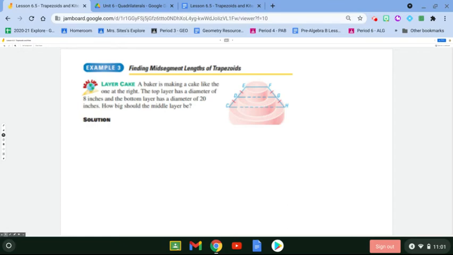So if we know the top layer has to be 8 inches and we know the bottom layer has to be 20 inches, you can see that the shape is resembling a trapezoid. So we'd be using an application right now of the midsegment theorem for trapezoids. So we're trying to figure out the length of DG. So this would be 1/2 of the top layer plus the bottom layer. So half of 28 would be our answer.